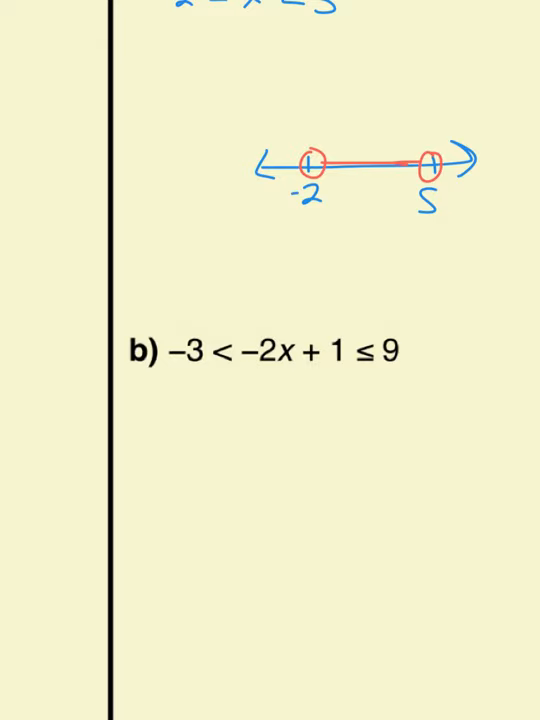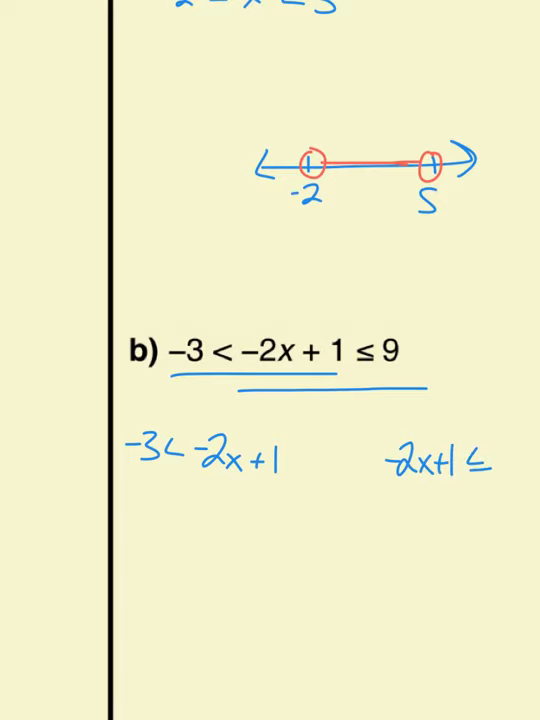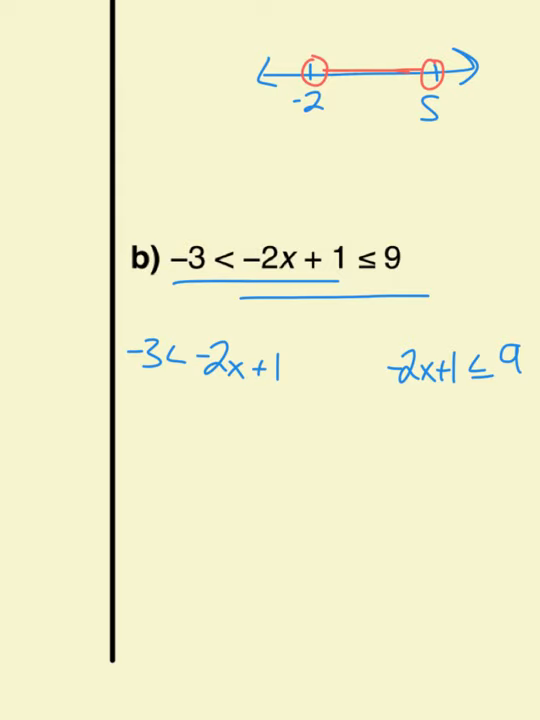All right, how you would solve this by splitting it into two equations. You take this side as one and then you take this side as one. So we have -3 is less than -2x plus 1. And then the other equation, we have -2x plus 1 is less than or equal to 9. So the helpful thing about splitting it into two is that now you can just worry about two sides again. You don't have to worry about balancing 3 sides of an equation.